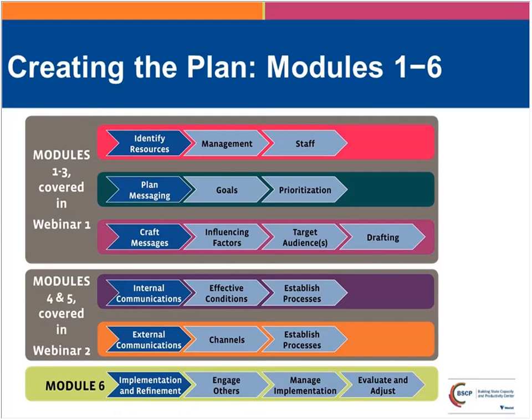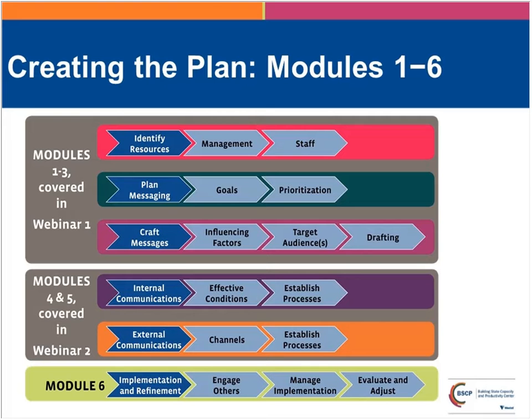So in this presentation, in the toolbox, we've divided tasks into 6 modules. Module 1 covers the process of identifying resources, including management and other staff, to participate in development of a strategic communications plan. Module 2 will help you plan your team's and organization's messaging, including definition of goals and prioritization of those goals to develop your strategic plan. In Module 3, information and tools are provided to help craft the messages planned in Module 2. Message crafting at this stage involves identifying influencing factors that may impact your messages, defining target audiences, and developing draft messages. Modules 1 through 3 were covered in Webinar 1.